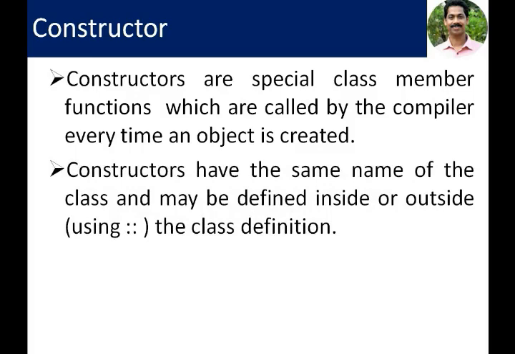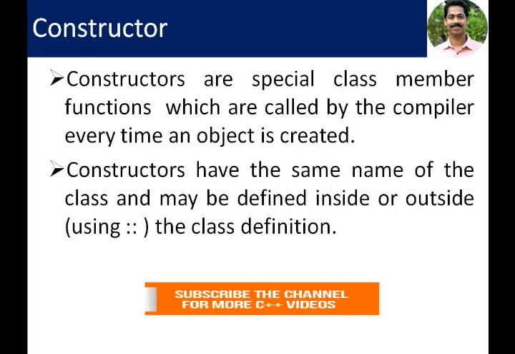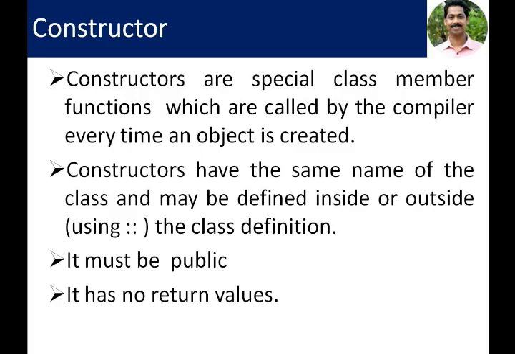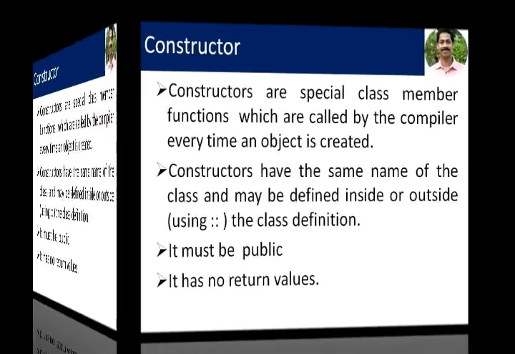Then the constructors have the same name as the class and may be defined inside or outside the class definition. That is another speciality of a constructor. The name of a constructor is the same as that of the class name. So we can define a constructor only with the name of that class. We can also define the constructor outside the class as any other member function using the scope resolution operator. It must be defined as public. That is another condition for defining constructors. And also it has no return value. We cannot define any return type with the constructor function heading. That means we cannot return any value.